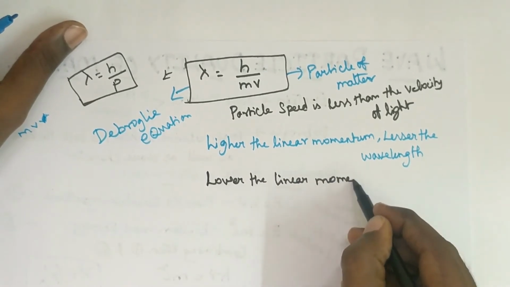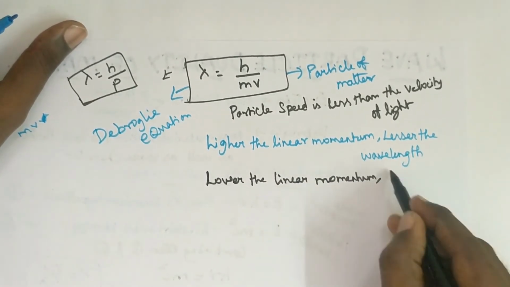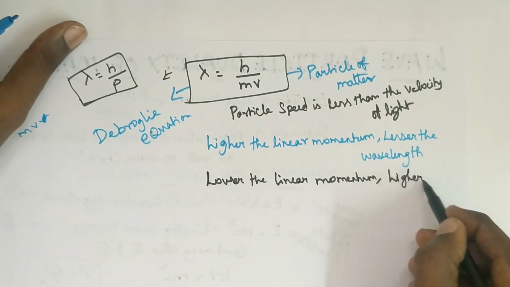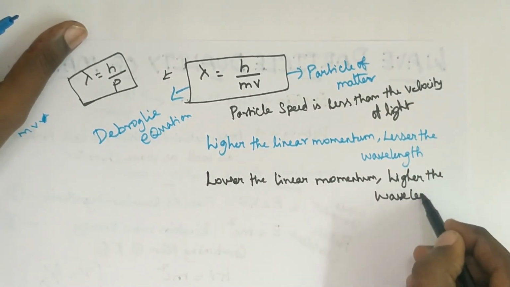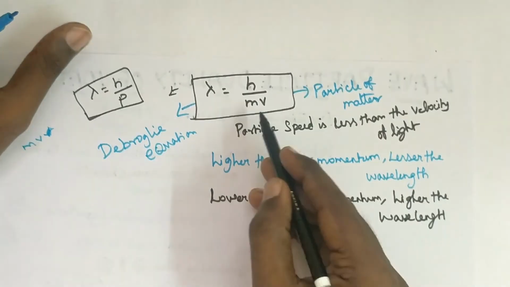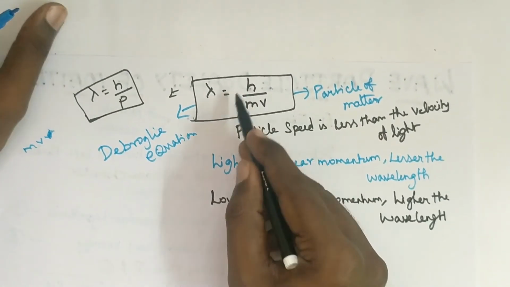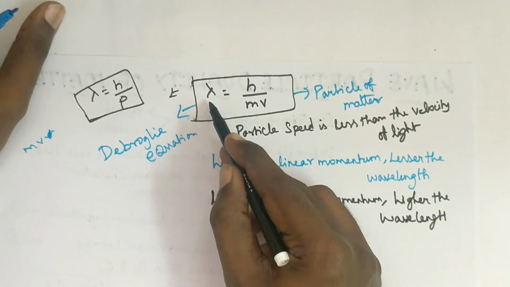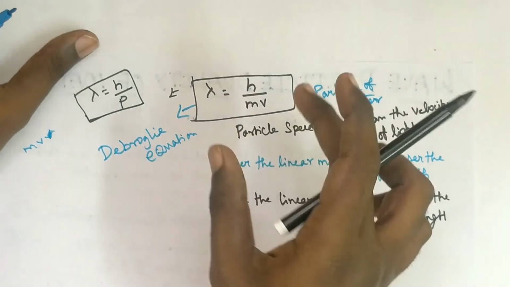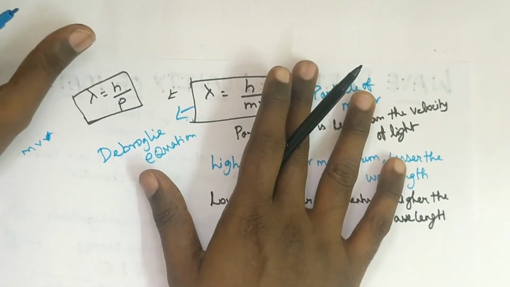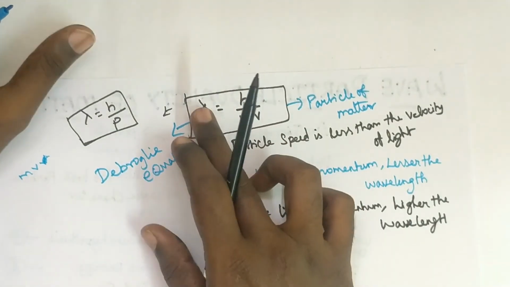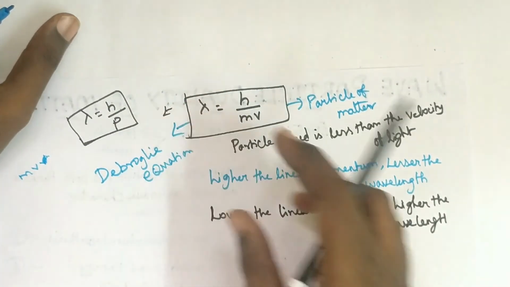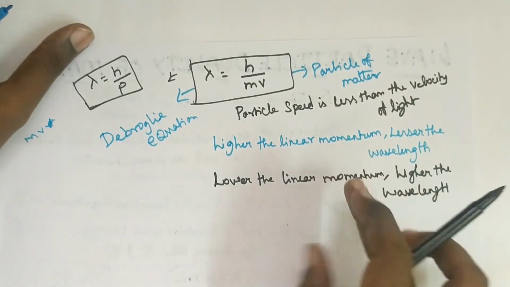Higher the mv value means definitely the denominator value becomes higher, which means the wavelength will be lesser, so this equation cannot be observed or considered. If the mv value is lower, definitely the wavelength will be higher, so in this case the equation becomes significant.